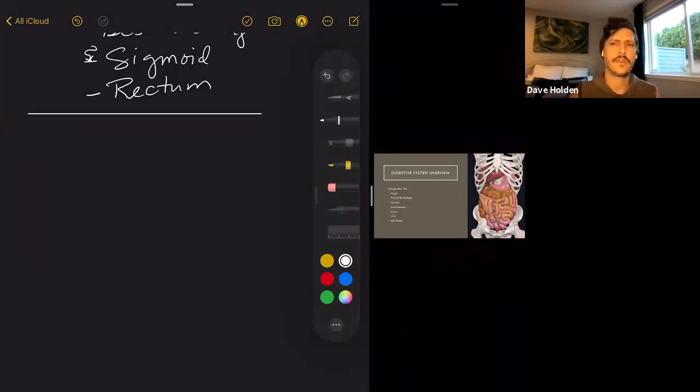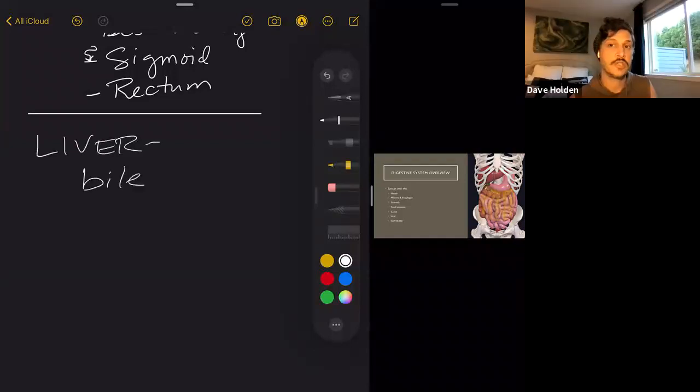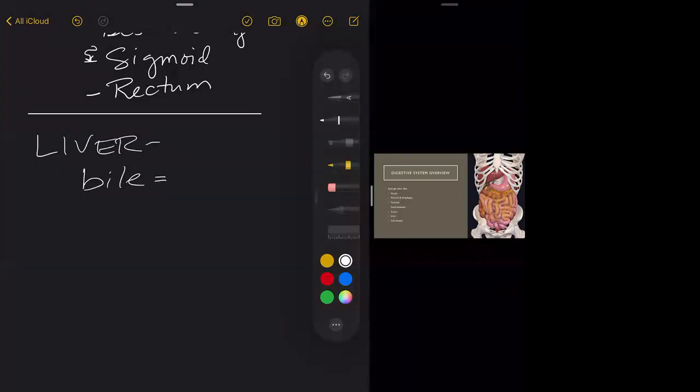What is the role of the liver in all of this? The food never passed through the liver. So what role is the liver playing in digestion? It produces the bile. And bile functions to do what? Break down fats.